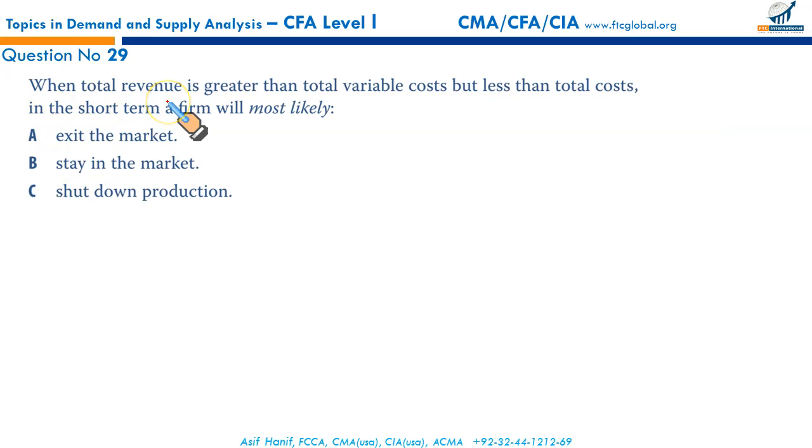When the total revenue is greater than total variable costs but less than total cost, you are able to cover your variable cost, then you have the right to stay in the market, at least within the short run. So the firm should stay in the market. Exit is recommended when the revenue is not sufficient to cover your variable cost, but here variable cost is covered, though not the full cost. So at least in the short run the firm should stay in the market. That makes B the correct option.